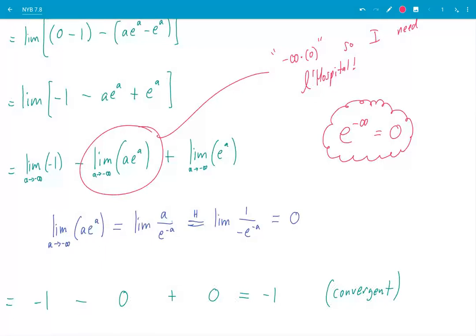So coming back to my green, the first limit is -1. The last limit is 0. That was my thought cloud over here. And then the middle limit I found to be 0 in blue. I got -1, so that means convergent in this case. So again, I got a real number, so convergent.